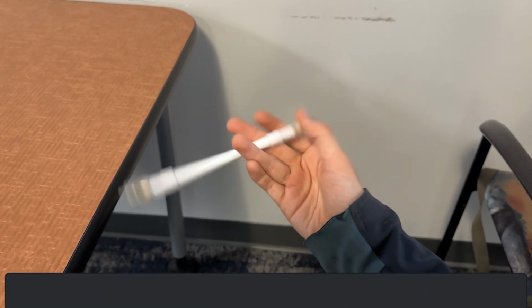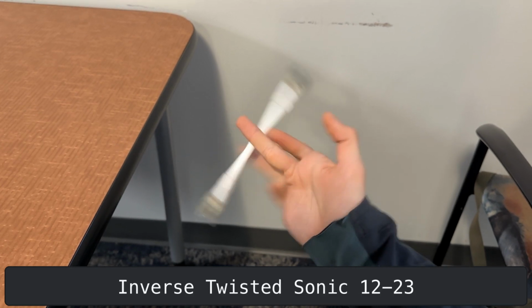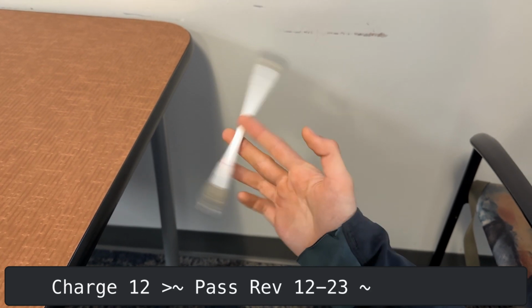Other ways of notating this trick are inverse Twisted Sonic with slots notated, inverse warped Sonic, charge normal hybrid to pass reverse hybrid to charge normal, and probably a few others.